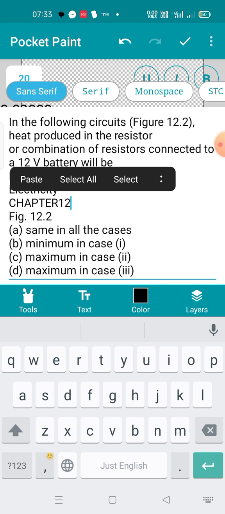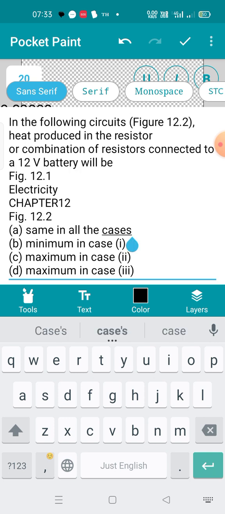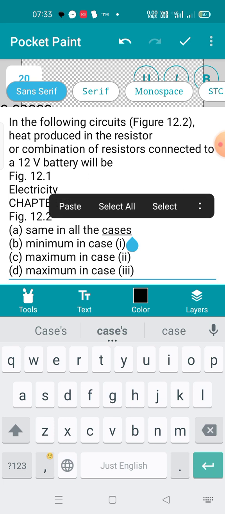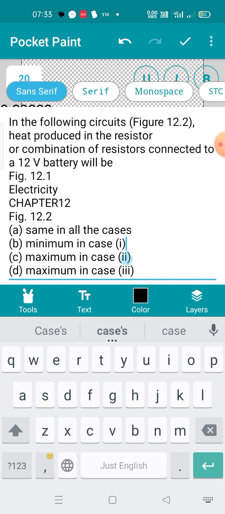So look at the options. Option A says same in all the cases. What is same in all the cases? Heat produced in the resistor. Is it same in all the cases? We need to answer. In option B, it is minimum in case 2, so is the heat produced minimum in case 1 or not, is what we have to tell. And in option C, it is maximum in case 2. And in option D, it says maximum in case 3.